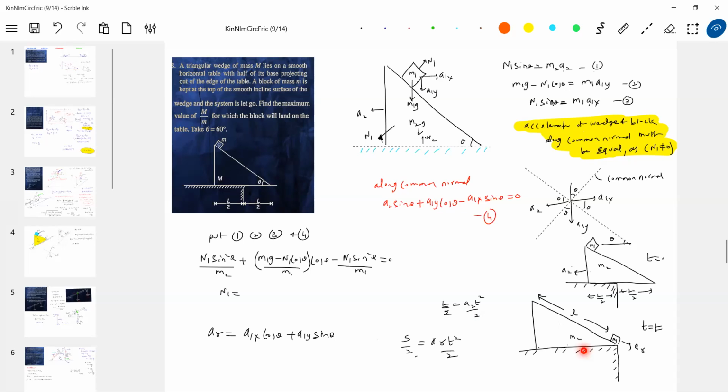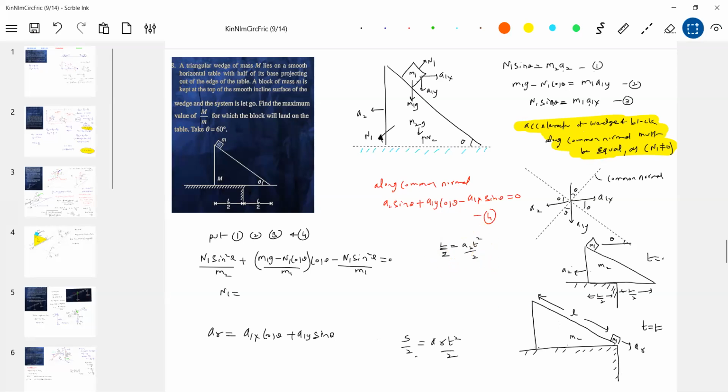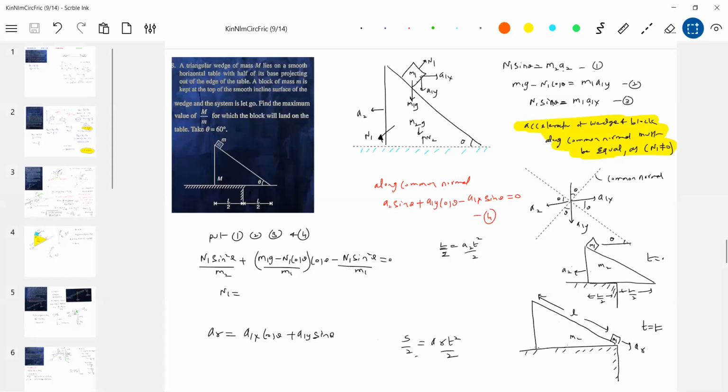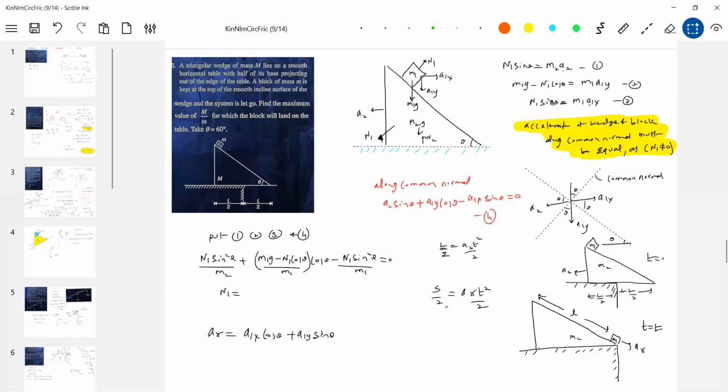Sir, we can't write S by 2 equal to A_R T square by 2 also. It will become the same thing as the previous one, sir. First equation will change to L by 2 is less than or equal to A2 T square by 2. Then we'll write for vertical: L tan theta equal to A1y T square by 2. Then we'll calculate, sir.